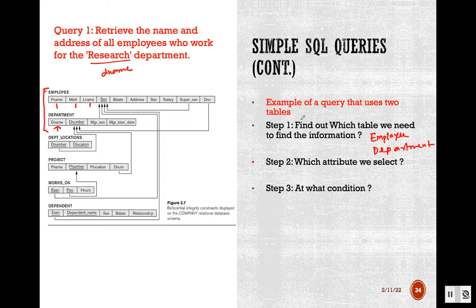Which attributes do we select? We need only the name and address of an employee. So we need name and address. For the select clause, which attributes will be shown to the user, these are the attribute list, name and address. But for the condition we also need the information from the department. So that's why in the from clause we need these two tables, meaning the database is going to access both of these tables.